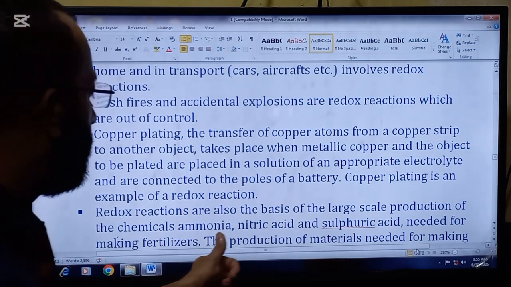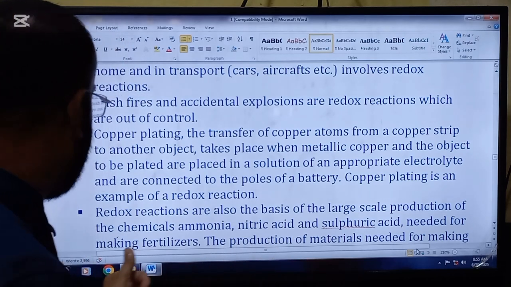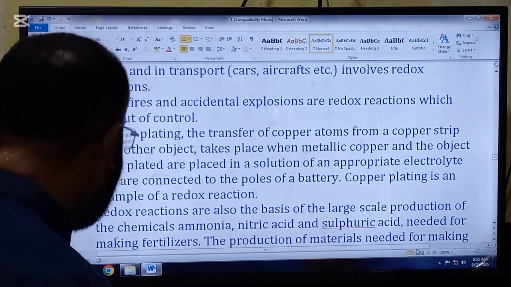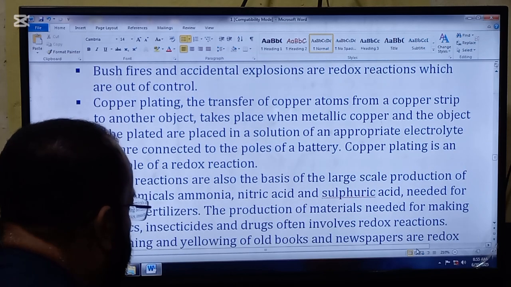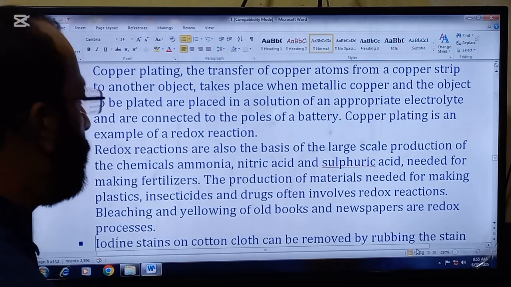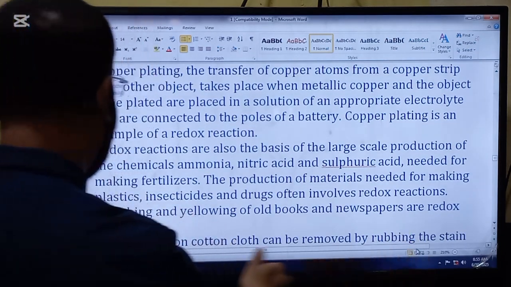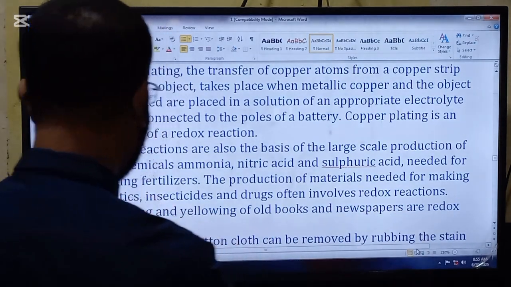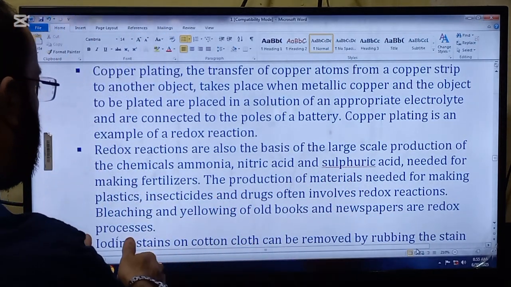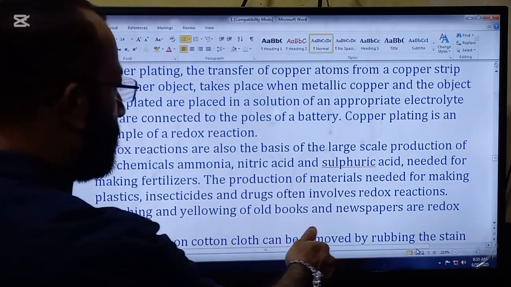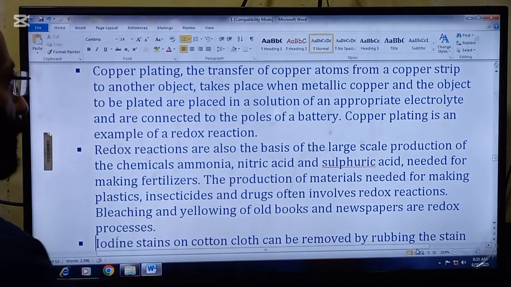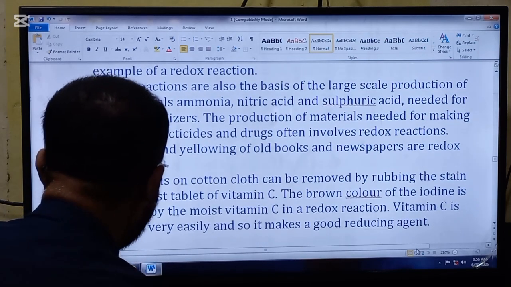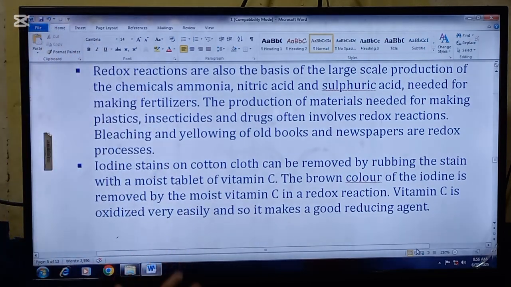Redox reactions are also the basis of the large-scale production of the chemicals ammonia, nitric acid and sulfuric acid needed for making fertilizers. The production of the materials needed for making plastics, insecticides and drugs often involves redox reactions. So these are some examples. Bleaching and yellowing of old books and newspapers are redox processes. So these are examples from everyday life that involve redox reactions.